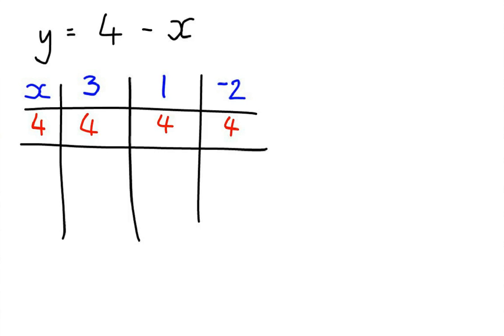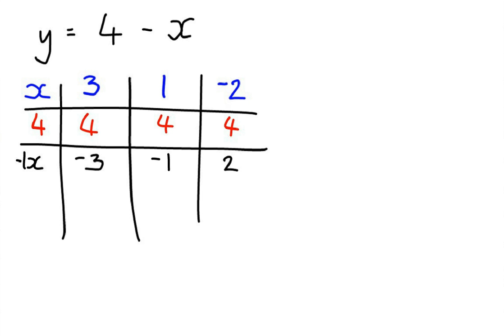The next bit of our equation is the negative x. So let's put this in here, negative x. If you imagine, we don't write it, but there's actually an invisible 1 in front of this, which means negative 1 times x. So negative 1 times 3 in this case would be negative 3. Negative 1 times 1 would be negative 1. And remembering your rules for multiplying negatives, negative 1 times negative 2 will actually give me a positive 2.